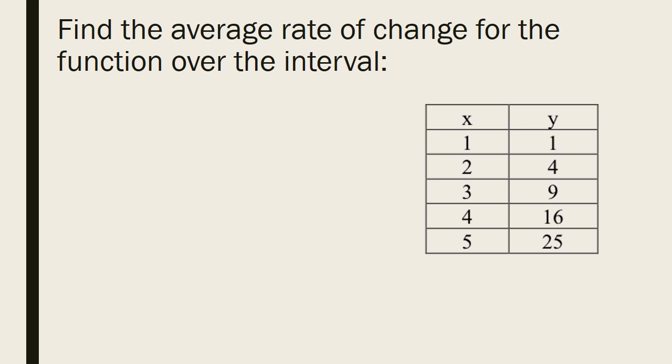Now let's find the average rate of change for a function over an interval looking at a table. And again, we're using the same formula, this time over an interval of every single input between 2 and 4, including 2 and 4. That means that my interval starts at this point where x equals 2, and it ends at this point where x equals 4.